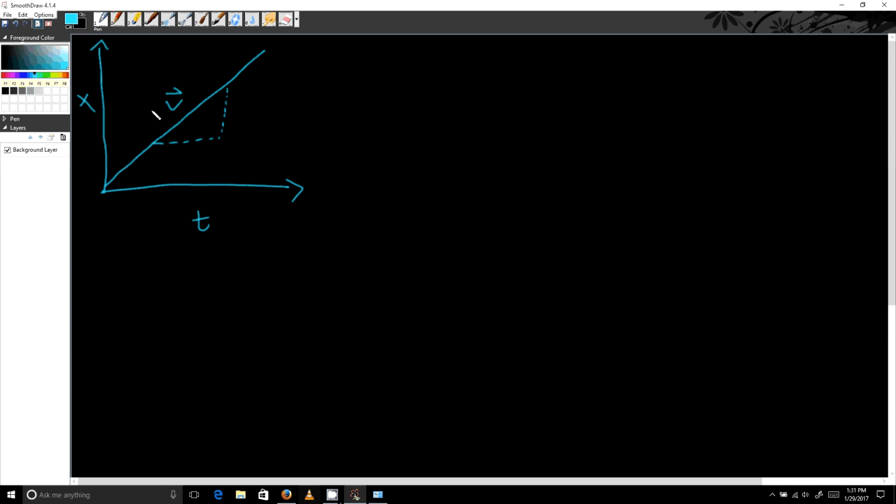And just a little note here, I'm going to draw velocity as v with an arrow over it to show that it is a vector. Just a little way of reminding you of that.